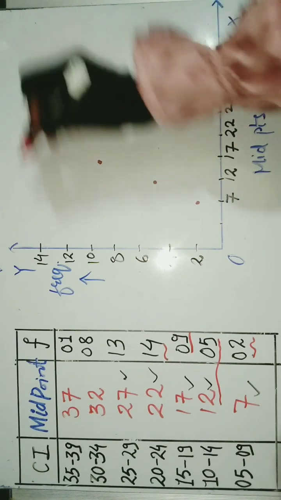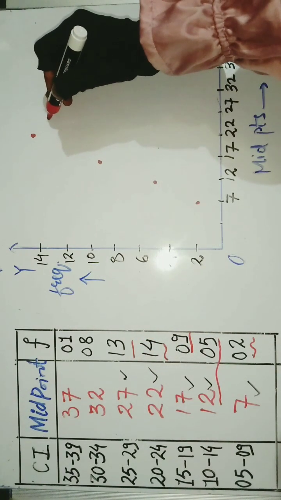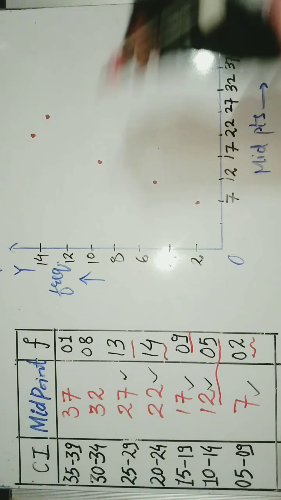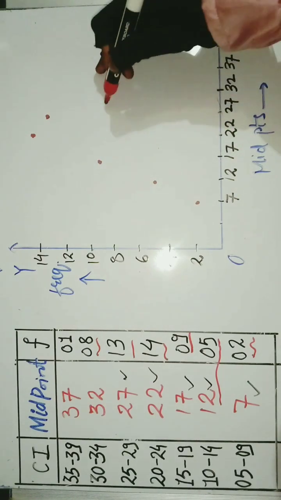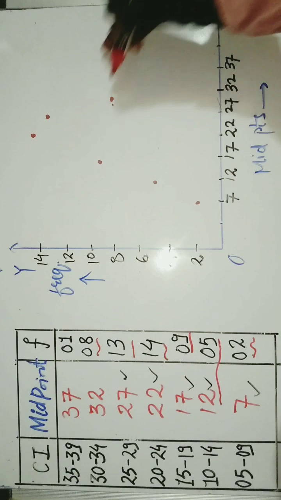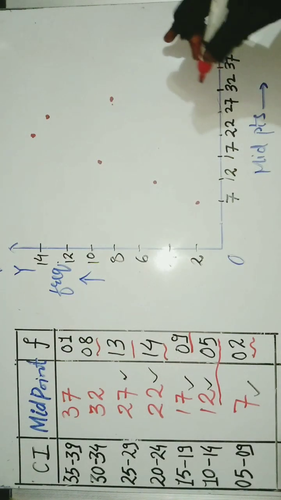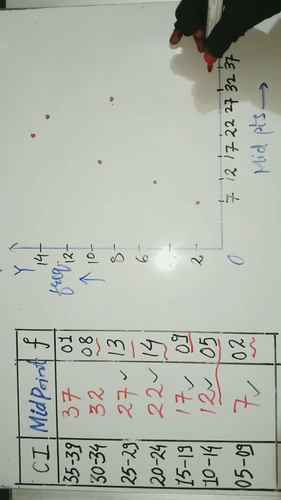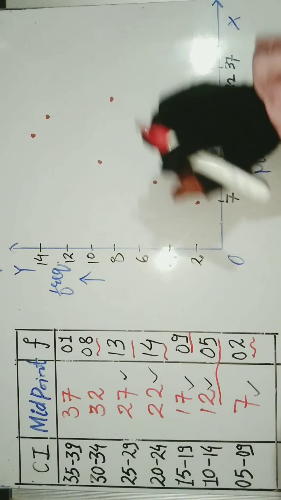And for 27, frequency is 13. That is mid of 12 and 14. Next 32. For 32, frequency is 8. So this is our 8. For 37, the frequency is 1. Put it at the mid of 0 and 2. Now we have plotted all the points.